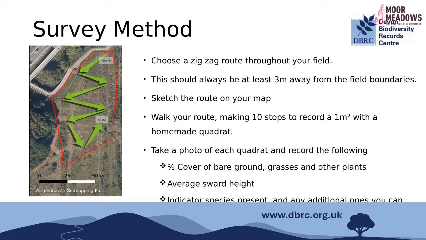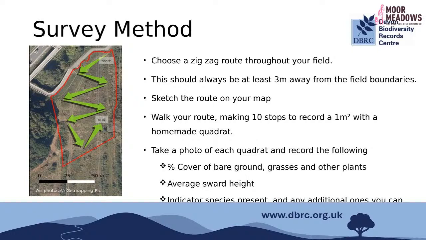So one thing to note is that the zigzag should try to be at least 3 meters away from the edge of your field. And this is because different plant assemblages tend to thrive in areas of shade along hedgerows, so it can add a bit of bias. But we're also conscious that this survey is open to people that might just have a garden meadow, or in some cases a rooftop meadow. So if you can't stay 3 meters away from the boundary, just try to stay as far away as is reasonable. So yeah, reduce that distance from the edge.